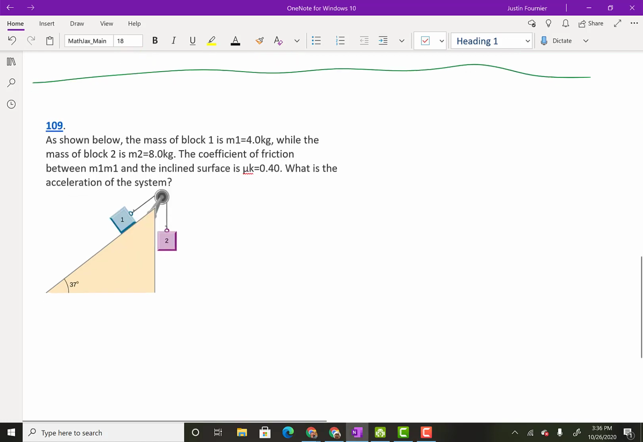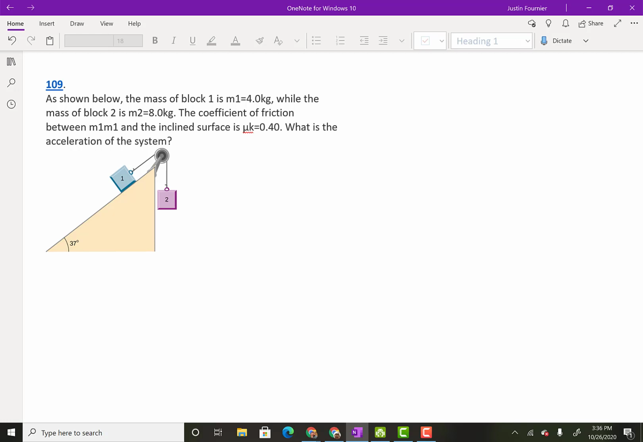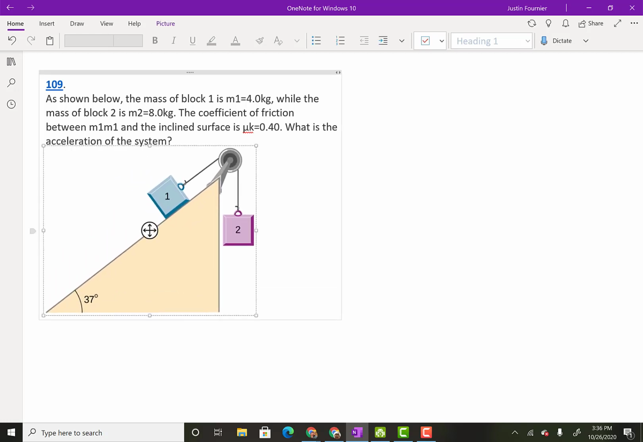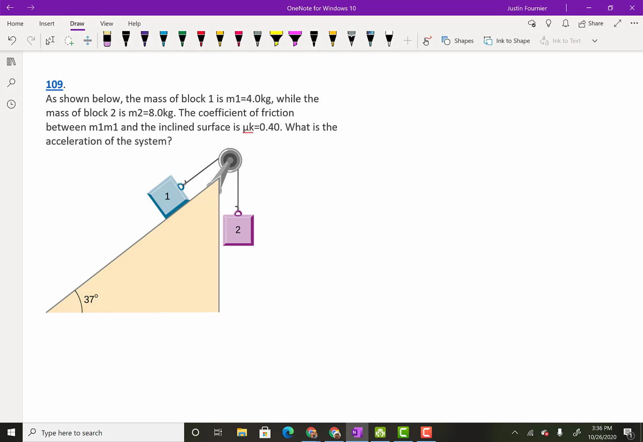All right, so let's see if I can do this. This is problem 109, which is a common one that I saw people having issues with. So let's go ahead and do this. Basically, we've got a free body diagram. So here we go. We got a mass.